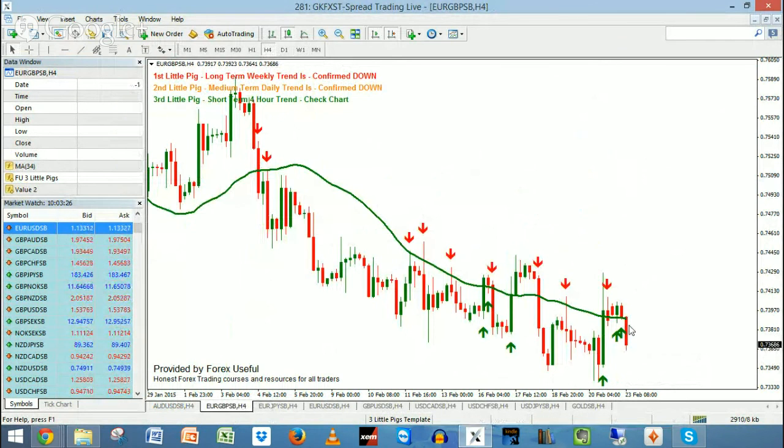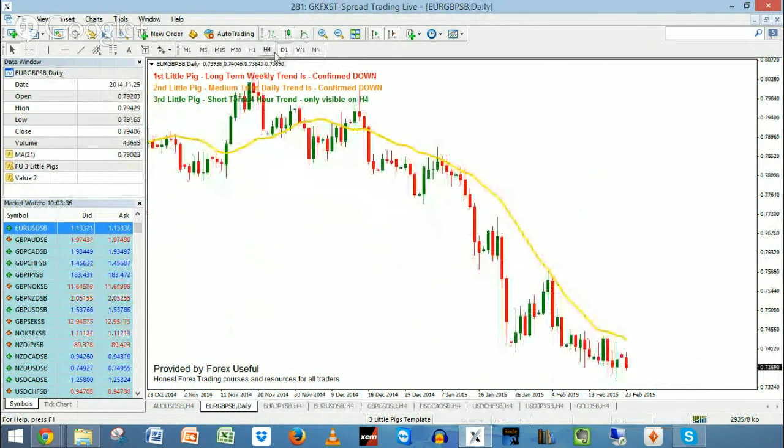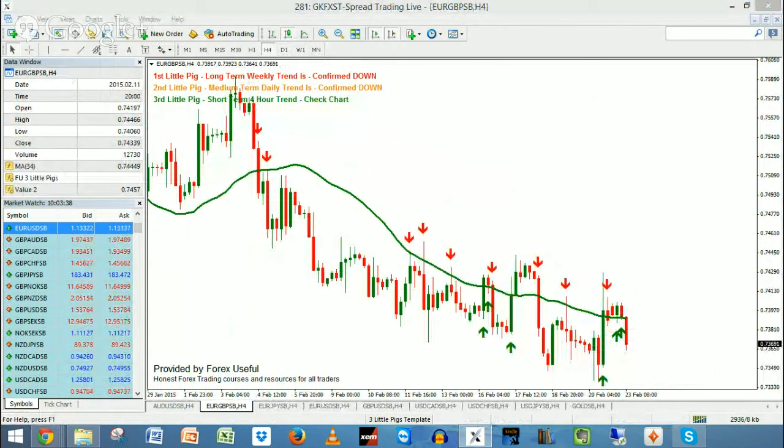EURGBP, we're just about to get a new short signal here. We got into a trade on Friday and we got stopped out, so just waiting for a re-entry here on EURGBP. We can see the weekly is clearly down, as is the daily. So when this 4-hour candle completes, assuming price stays somewhere around where it is now, we'll be getting a short signal here, and we'll go short once again on EURGBP.